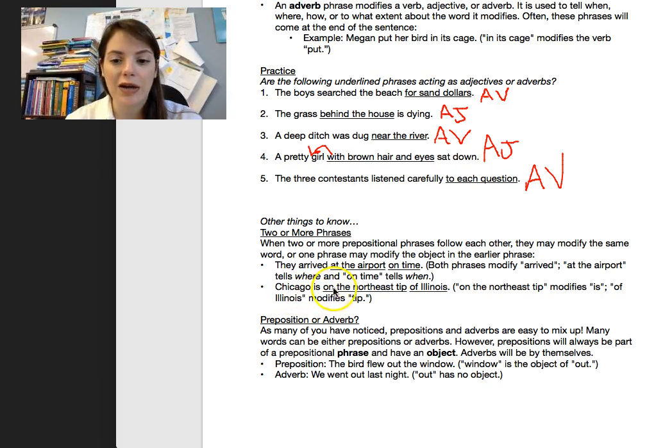Now in this one, Chicago is on the northeast tip of Illinois. We have on the northeast tip as my first one. That's telling us where, and then of Illinois is modifying tip. So it's telling us the tip of what.